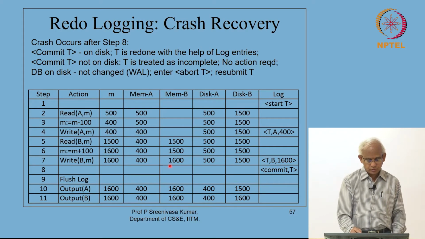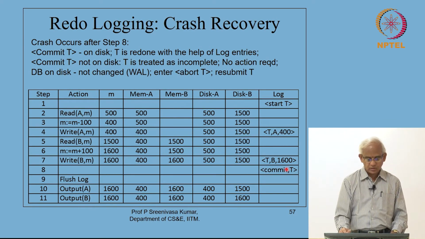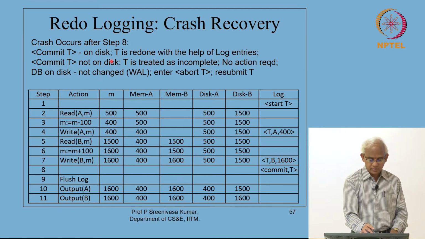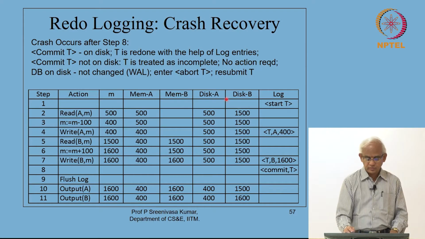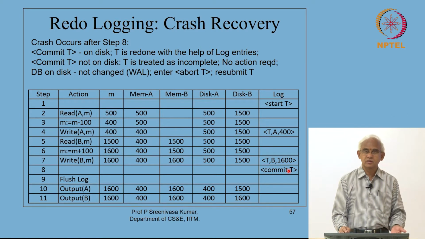Okay. So there are two cases we will consider here. In the first, the commit T record has actually reached the disk, and so we will classify T as a committed, completed transaction, and with the help of these log entries, we will redo the work of that particular transaction. The other case is where the crash occurred even before the flush log itself. So the commit T actually has not reached the disk.